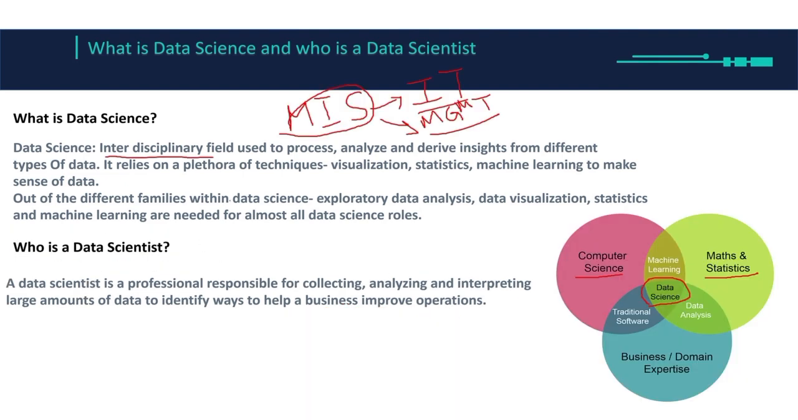Same thing here. Data science is not just one or two fields, it's more than four or five. They're all completely different fields. We have computer science, math and statistics, business domain expertise, traditional software, machine learning, and data analyst. If you combine all this together, you get data science. If you combine only math with computer science, you get machine learning. If you combine business expertise with math and statistics, you get data analyst. So you get the gist of this Venn diagram.